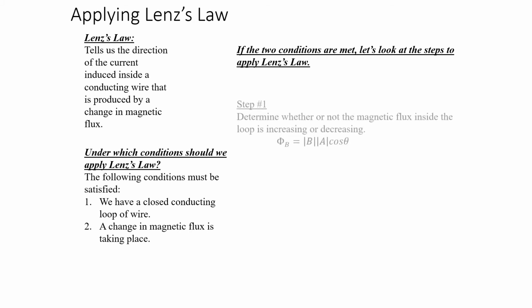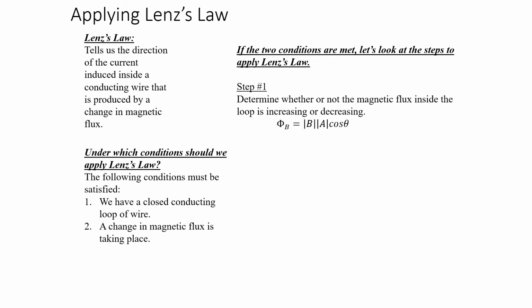The first step says we need to determine whether or not the magnetic flux inside the loop is increasing or decreasing. Remember that our equation for the magnetic flux says that it equals the magnitude of the magnetic field times the magnitude of the area enclosed by the loop times the cosine of theta, where theta is equal to the angle between your area vector and your magnetic field.